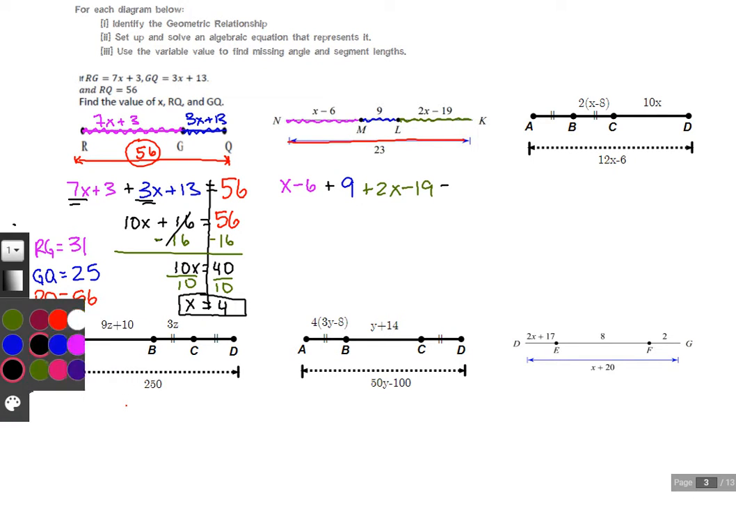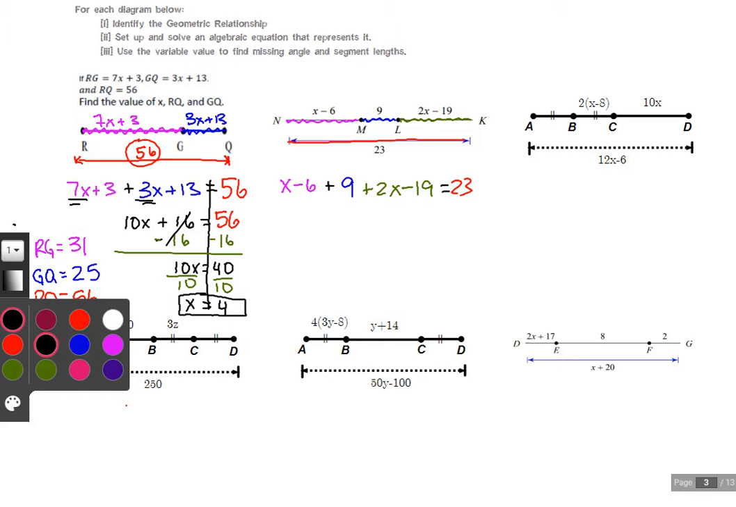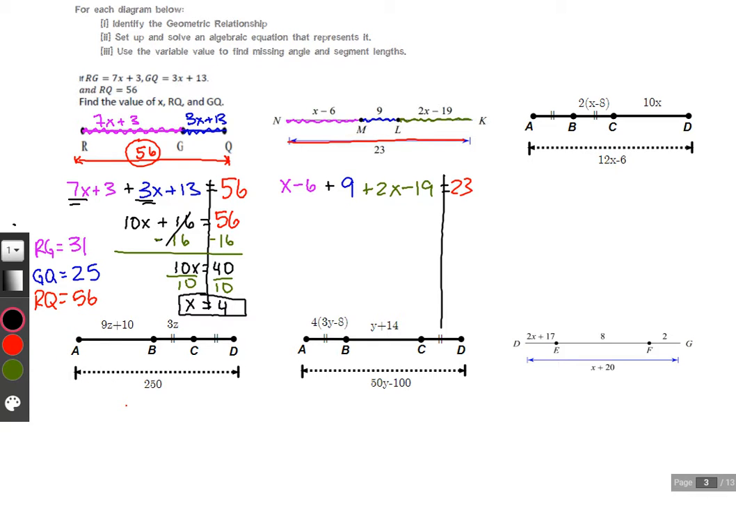All right, so now we set up our equation to solve. Again, we got to clean up some algebra first. Let's combine our like terms. Let's hope we substituted everything properly. So we have x and 2x, both positive. That makes it 3x. So we have negative 6 plus 9 minus 19. Once combined, that'll give us a negative 16 total, and that's equal to 23.